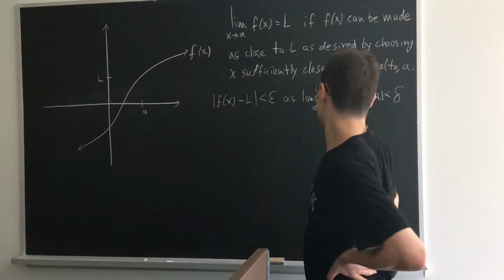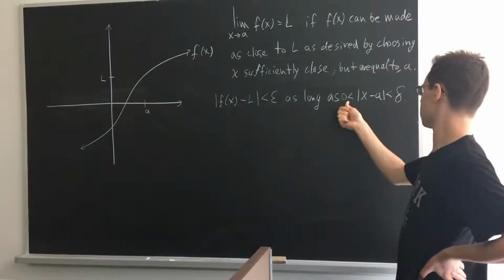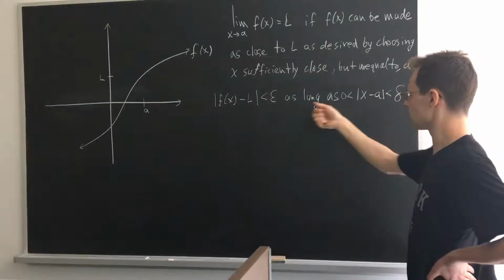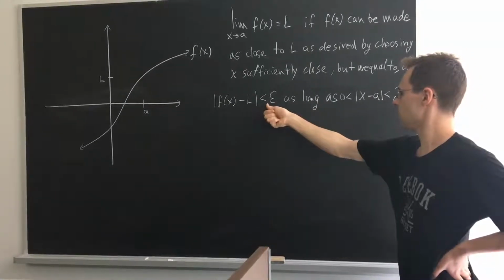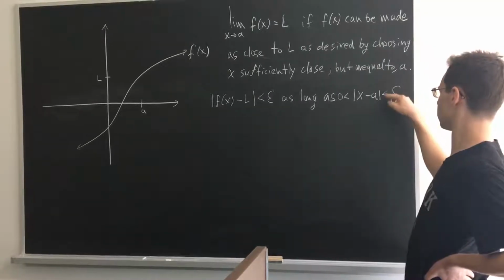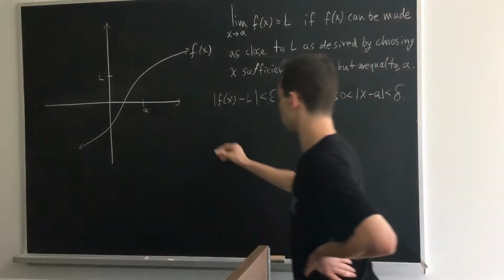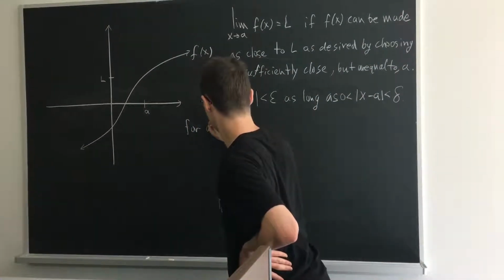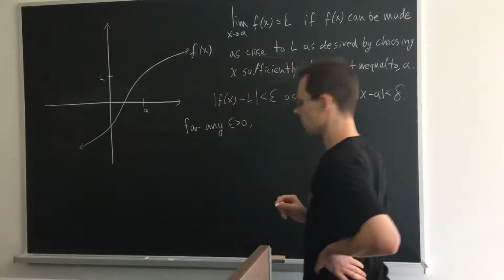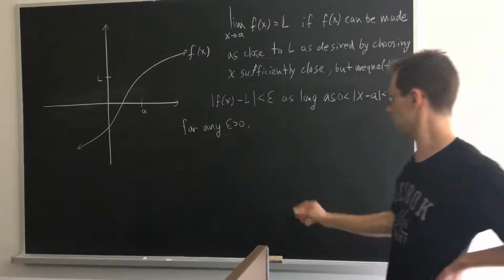So let's just write this out formally. The absolute value of f of x minus L is less than epsilon as long as 0 is less than the absolute value of x minus a, which is less than delta. This is true for any epsilon. For any epsilon at all, we can find a delta value for which the statement will hold. So for any epsilon greater than 0, there exists a positive delta value.